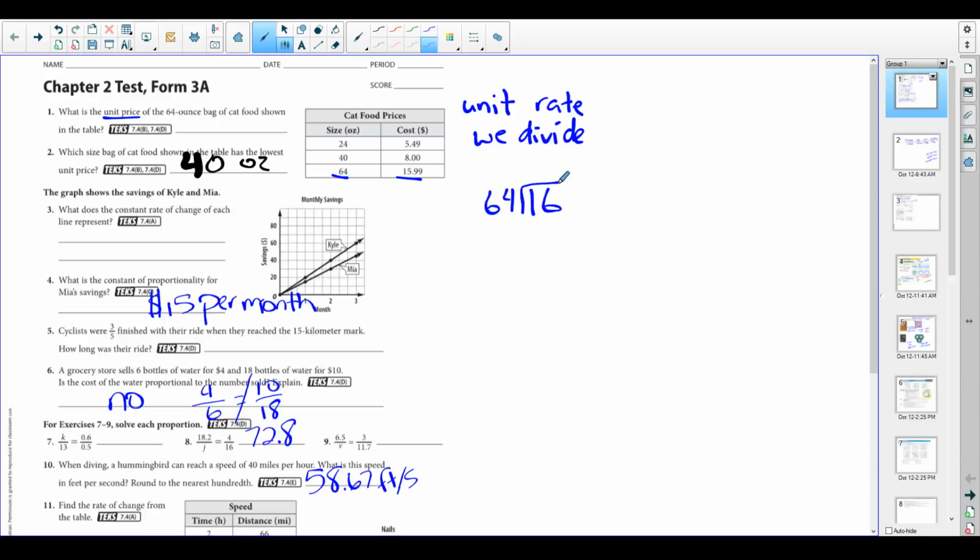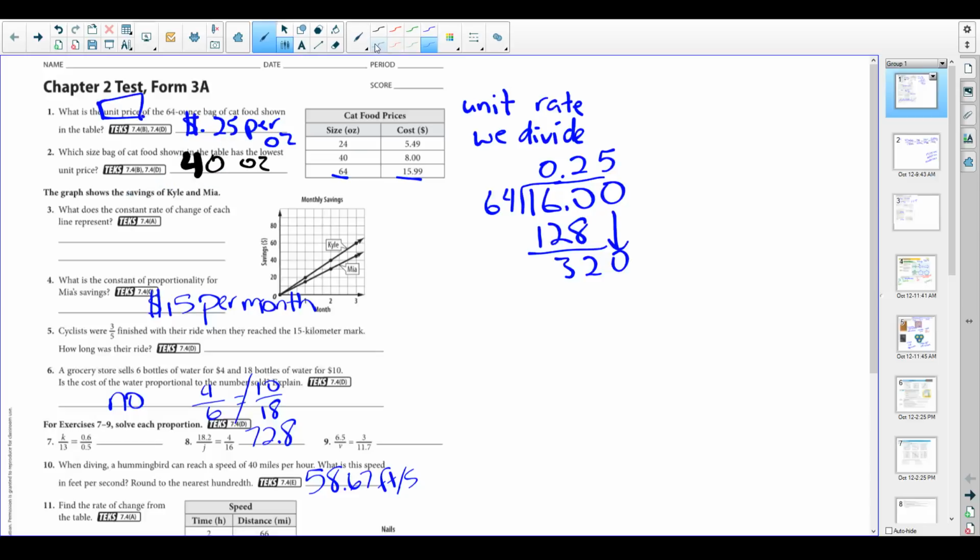So we have 64 divided by 16, which cannot go into 16, so we add a decimal and a 0. 64 will go into 160 2 times, so that's 128 with 32 left over. And 64 will go into 320 5 times. So it is 25 cents per, and the size is ounce. Okay, so if all you want is unit rate, you just divide, and that's it.